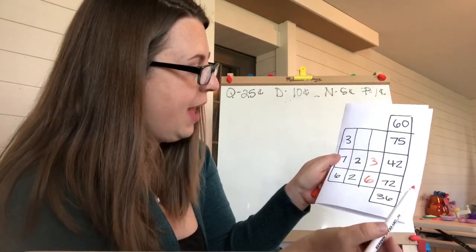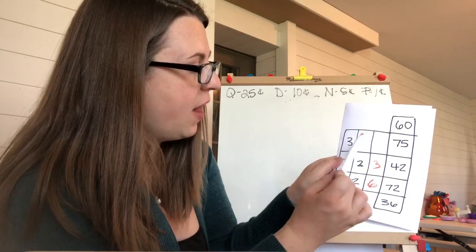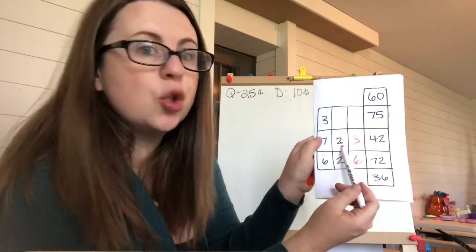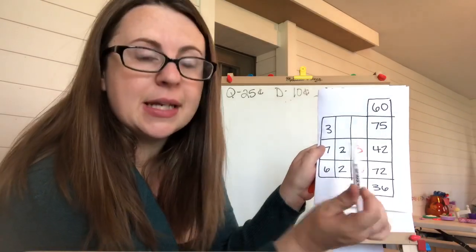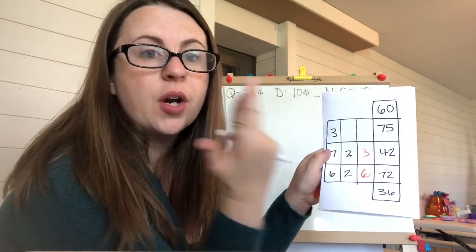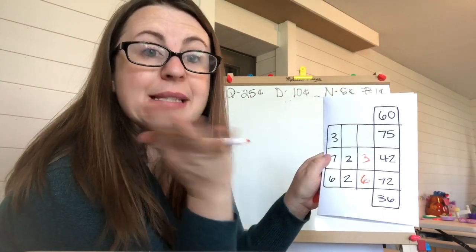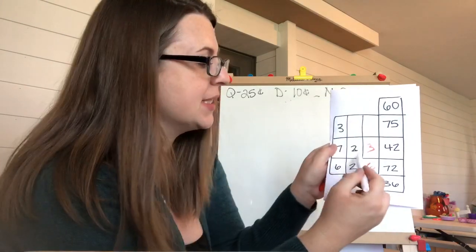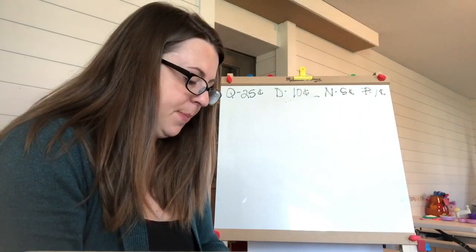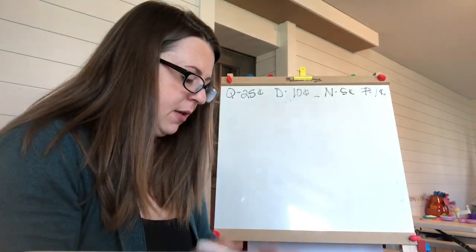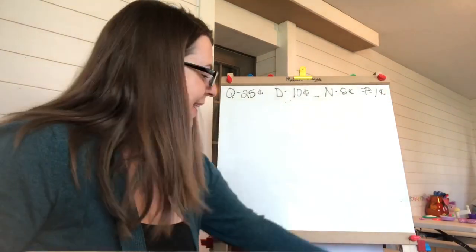Let's see, we only have a couple left. So let's try and figure out this one. 6 times 2 is 12. 12 times something is 60. 12, 24, 36, 48, 60. It took me 5 times to get there. So 6 times 2 is 12, and 12 times 5 is 60. Sorry, this pen's not working.